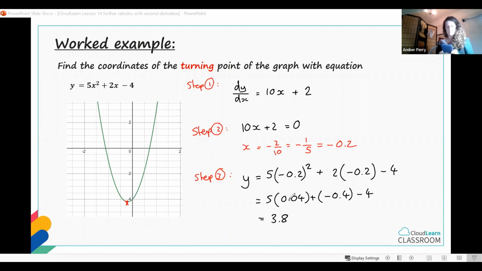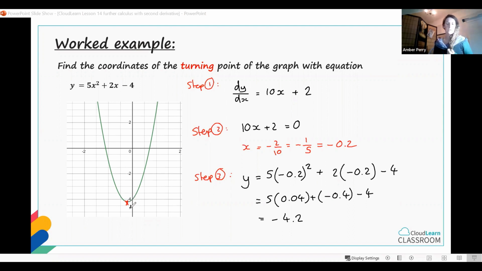Minus 4.2. I think I added, there we go, minus 4.2. So I added it on rather than taking it away. I was going to say it has to be negative because look, it's down here below minus 4.